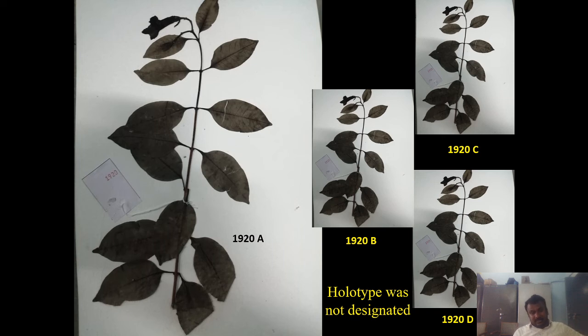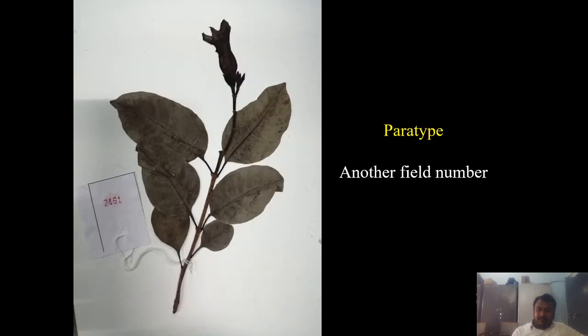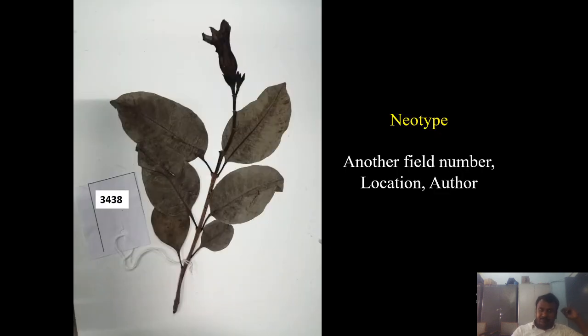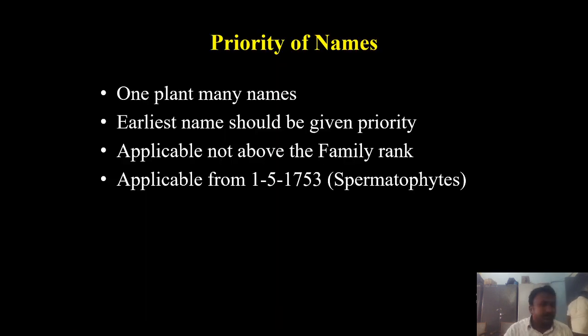Then when a holotype is not designated, any one of the three is selected as holotype, which is known as syntype. Then paratype. Paratype is a specimen with another field number. Then lectotype. When holotype was missed or damaged, then if we select any one from the isotype or syntype or paratype as a holotype, such type is known as lectotype. And neotype. This is the specimen with another field number, that is 3438, a neotype. That means it was collected from another area with another field number.